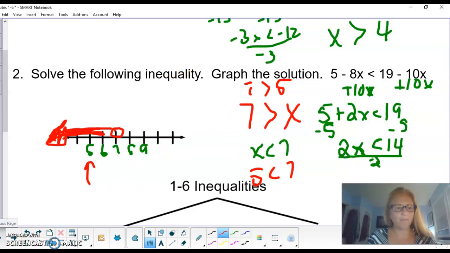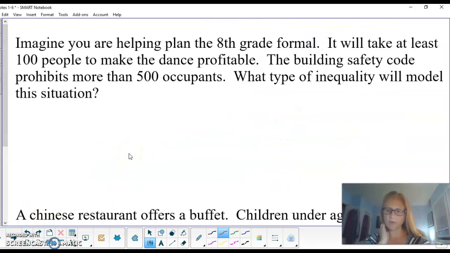Okay, let me go back a page. Let's look at this problem. So we're going to continue with inequalities. So let's say, imagine that you are helping plan the 8th grade formal, and it will take at least 100 people to make the dance profitable. So in order for student council to be able to have the dance, they have to sell at least 100 tickets or they're going to lose money. But building safety code prohibits more than 500 occupants.